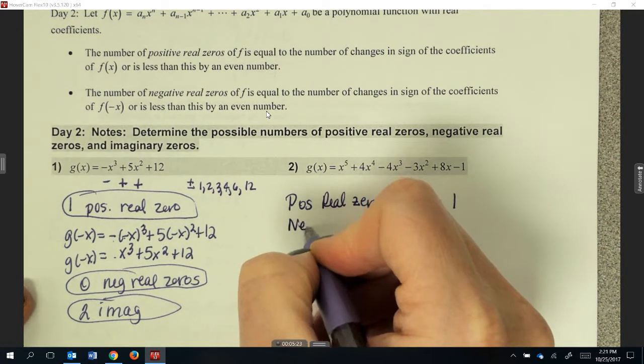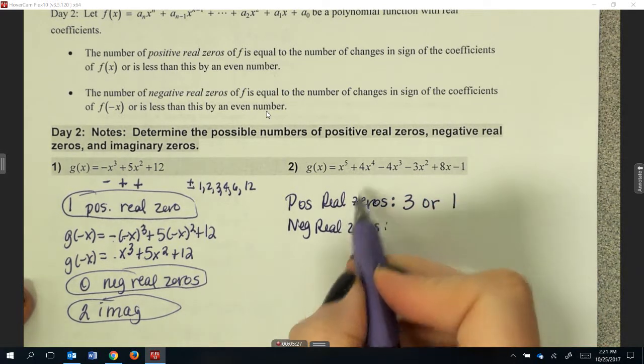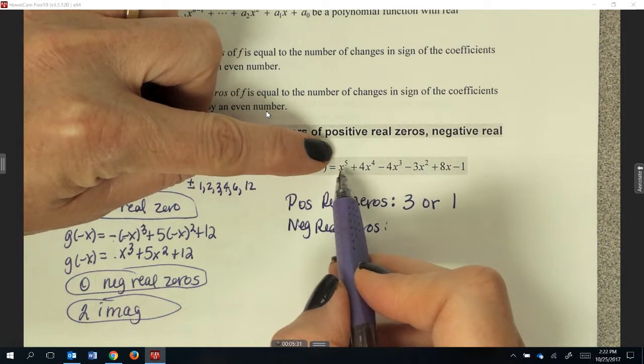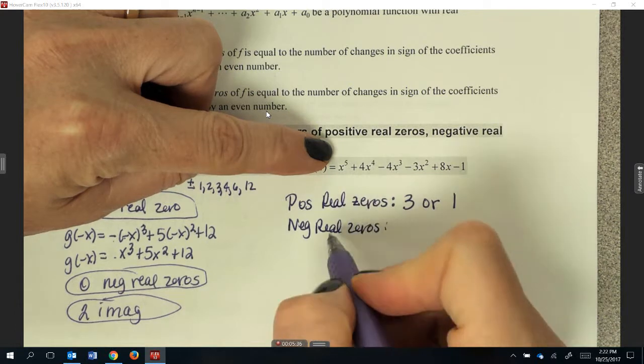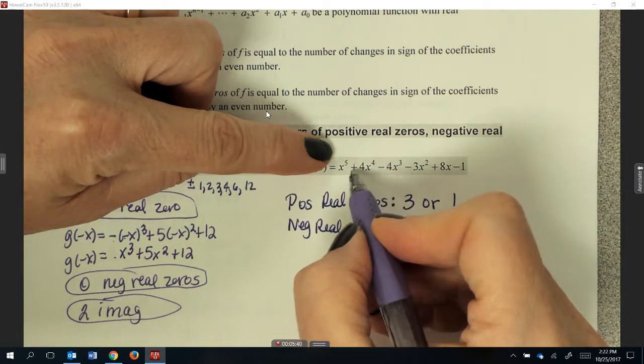What about negative real zeros? Well, to figure that out, I have to plug in a negative for x. Now watch how we can do this without really actually writing too much. What's a negative to the fifth going to be? Negative. What's a negative to the fourth times a positive?